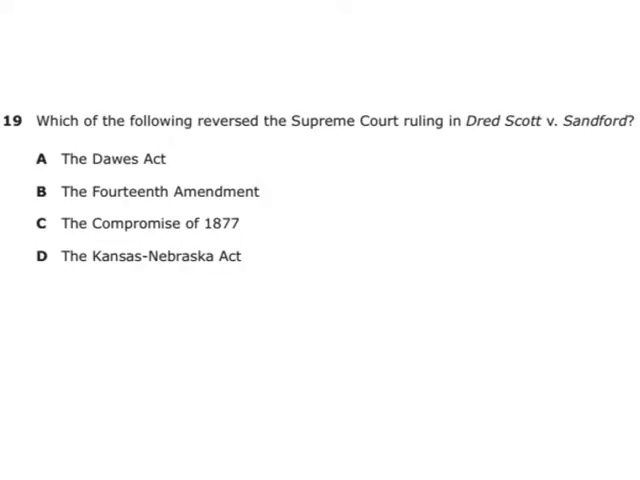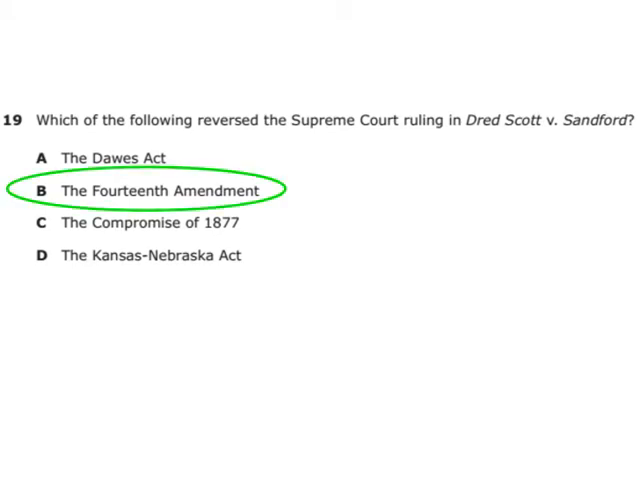Which of the following reversed the Supreme Court ruling in the Dred Scott v. Sanford case? The 14th Amendment. The 14th Amendment gave freedom and rights to black citizens. And before that, remember the Dred Scott case said that blacks couldn't sue the government because they were slaves, meaning they were property of other humans. They weren't actually really citizens or humans. They couldn't sue the government. Well, the 14th Amendment wiped that out.